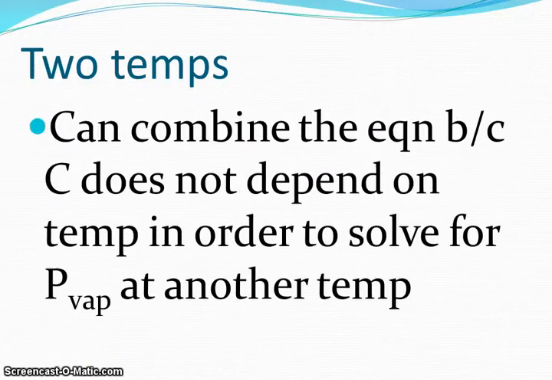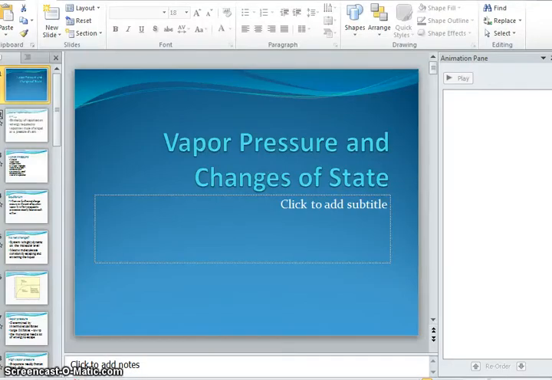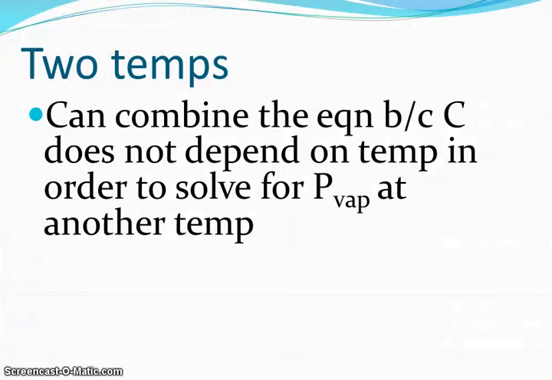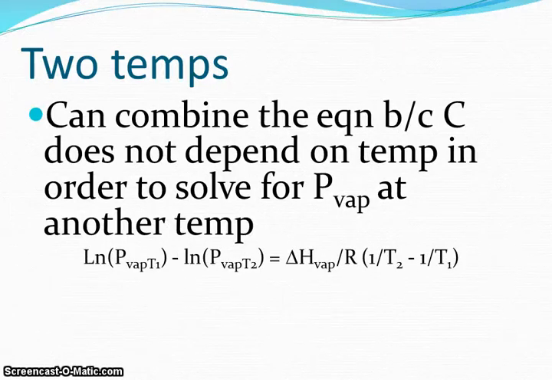Now, what if we have two temperatures? We can combine the two equations together at two different temperatures because C is a constant and it doesn't depend on what our temperature is. So what we're going to do is combine the two equations together since our C will be the same at two different temperatures. And we're going to manipulate the equation just a little bit using our natural logs.